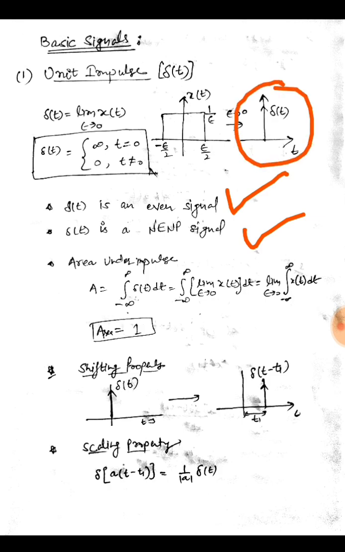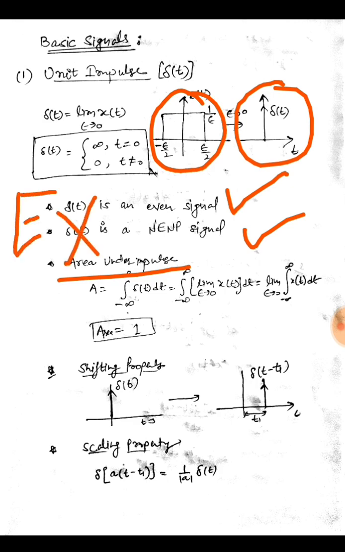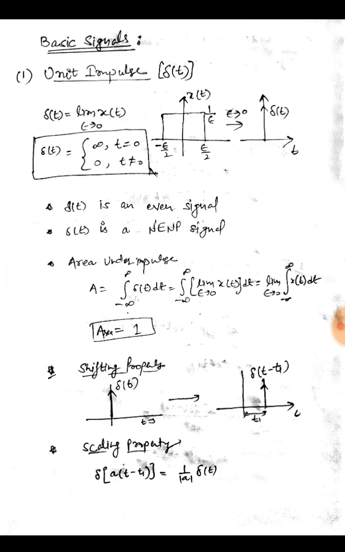Now if we calculate the area under the impulse, the area of this rectangular pulse is e as the width and 1 by e as the height. So 1 by e into e comes out to be 1. Similarly, the area under this impulse function or delta function would be 1. The integral from minus infinity to infinity of delta t dt, which is the area under the curve, comes out to be 1.